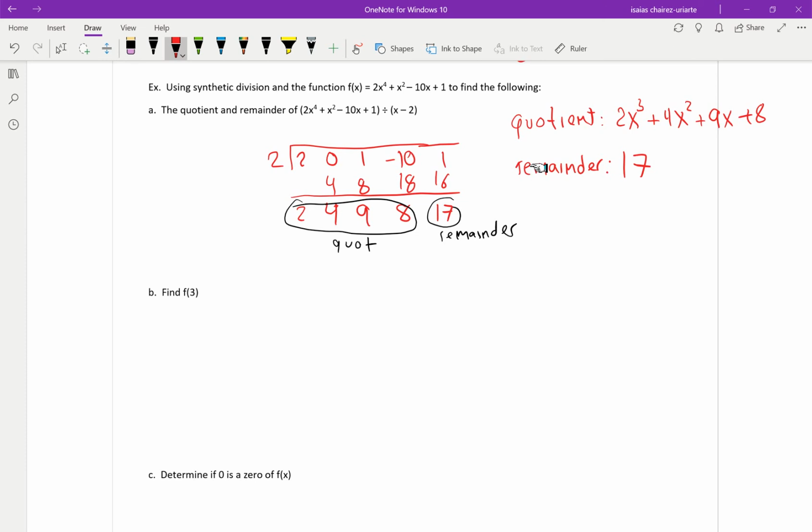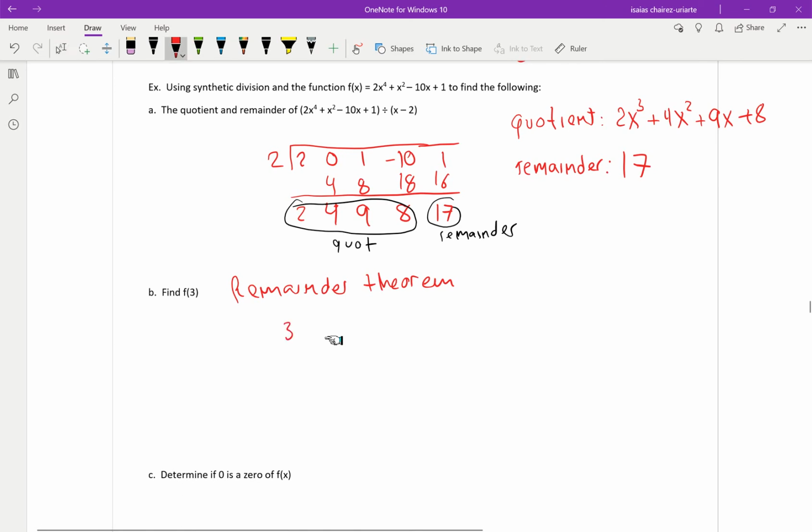Okay, next one. I've got to figure out what is f of 3. And you might be thinking, oh well, that's easy, just plug in 3 into the polynomial, and that's true, we could do that. But let's try to take advantage of the remainder theorem. The remainder theorem says that f of 3 is equal to the remainder that I get if I divide my polynomial by 3. So let's set that up.